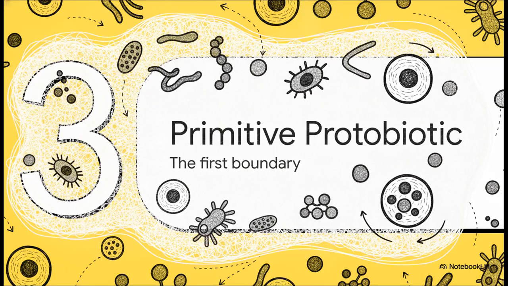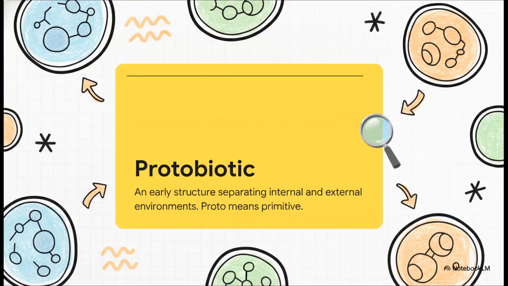Section 3. The primitive protobiotic. As those newly brewed glucose molecules multiplied, they did something absolutely incredible. They cordoned off an internal environment from the total chaos outside. This created our very first primitive boundary, which we called the protobiotic. This separation was a massive game changer because it finally allowed the exchange of materials between a protected internal environment and the external one. And you know, proto just means primitive. So this was essentially the primitive blueprint for a cell.